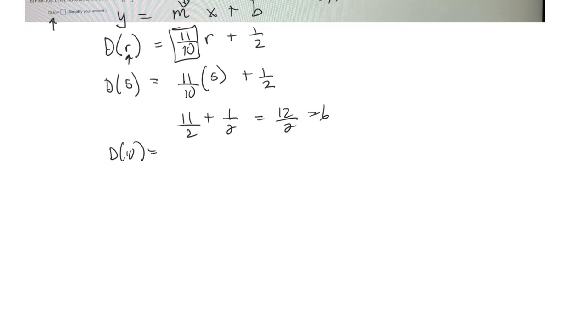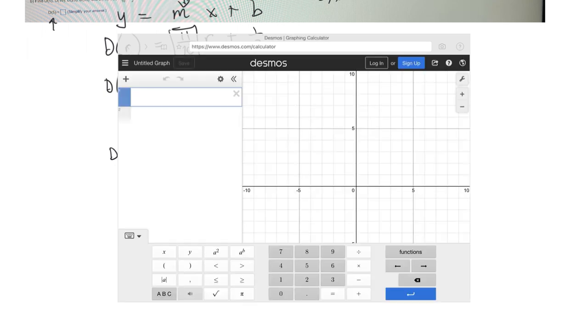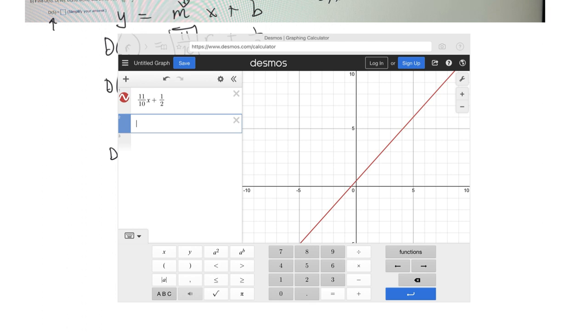Now decimals work really well for this. Let's just pull that up. So I'm going to go 11 over 10, divide 10. We could put an x in there right now, plus 1/2. So there is the slope of the line. Any of the points that I have, like 5, 6, if I plot that point, 5, 6 bracket, you'll see it's right on the line.